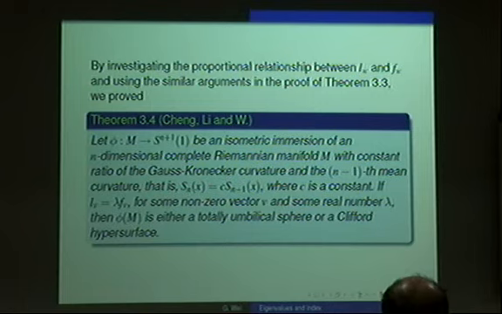In addition, if RV equals lambda FV, then phi(M) is either a totally umbilical sphere or a Clifford hypersurface. So there are two conditions. The first is about Sn equal to C Sn minus 1. The second condition is that RV equals lambda FV. Then we can get that M is a totally umbilical sphere or a Clifford hypersurface.